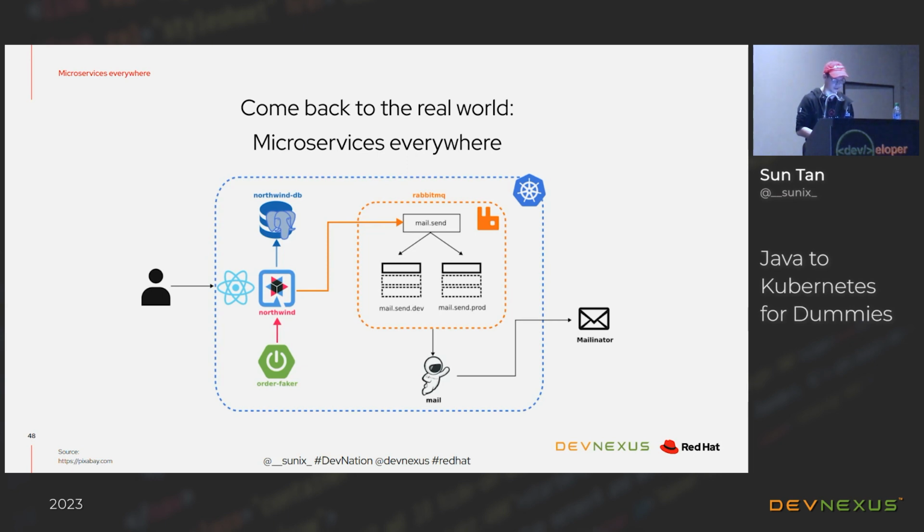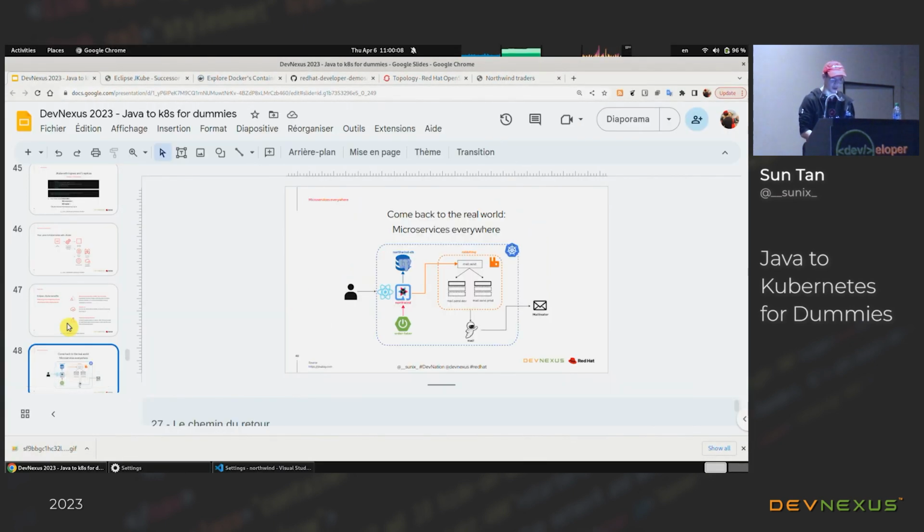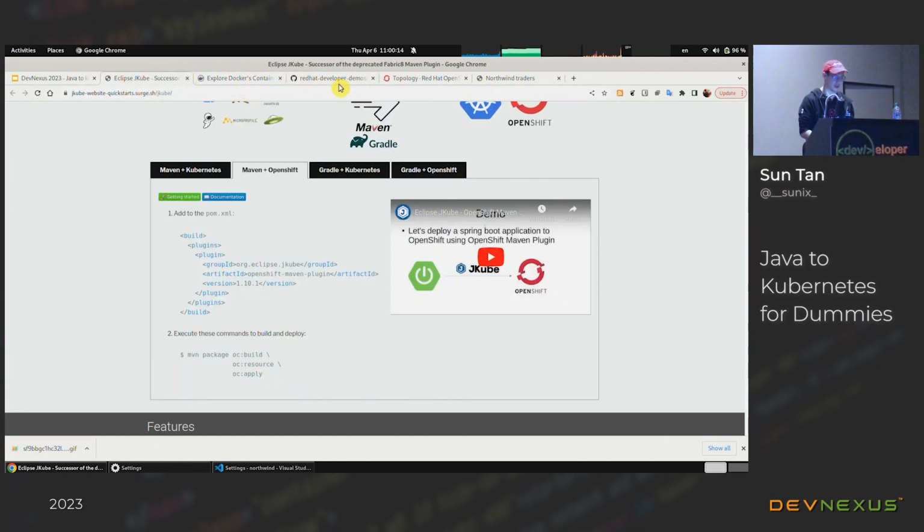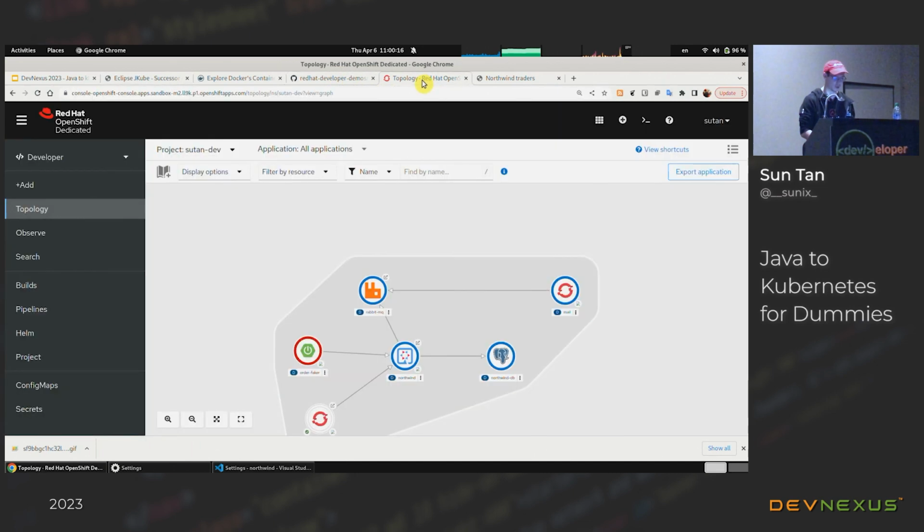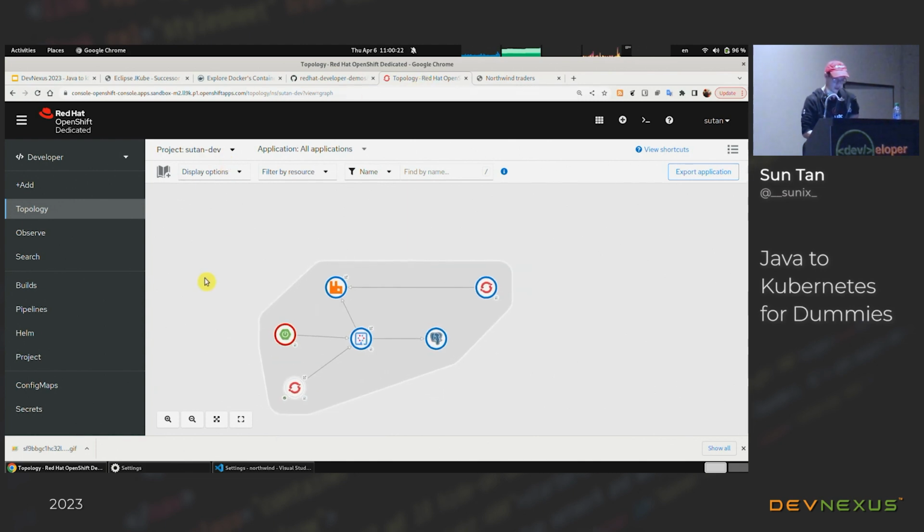Okay, so let's come back, it's time for my live demo. I will show you an application that I'm running on the Red Hat Developer Sandbox, which is an OpenShift, and it's free of charge. It's not working.